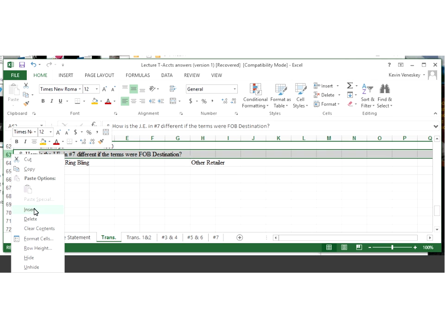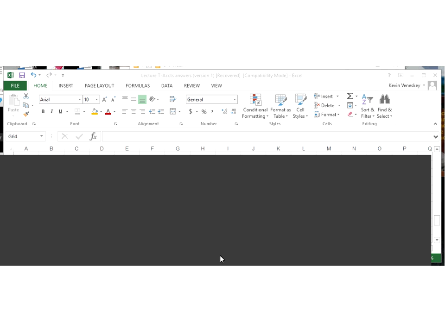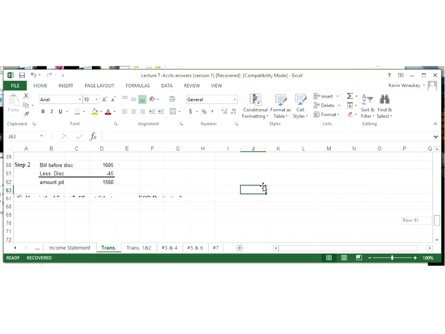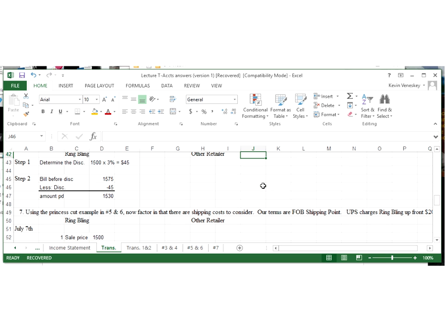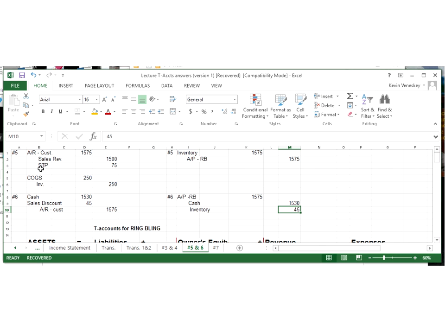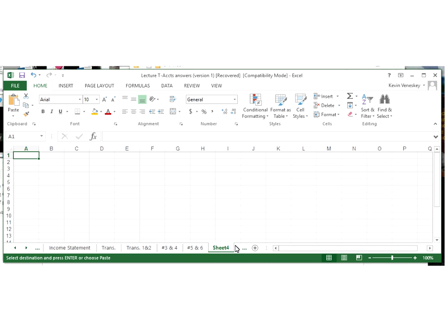Now, the only thing that's different with number 8 is the terms have changed to FOB destination. What that means is now it's free on board to the customer all the way until it gets to the customer's house. So therefore, the retailer has no clue what the shipping is. They don't need to know. So the journal entry at first is going to be identical to what it was in number 5. So I'm going to simply copy and paste it.